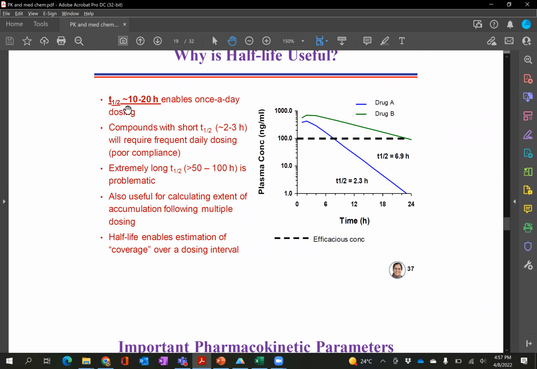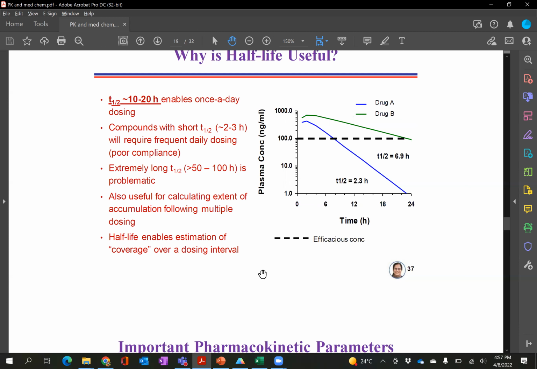Half-life between 10 to 20 hours enables once per day dosing. That's ideal. But compounds with short half-life require frequent daily dosing. Extremely long half-life is problematic. It is also useful for calculating extended accumulation following multiple dosing. Half-life enables estimation of coverage over a dosing interval.